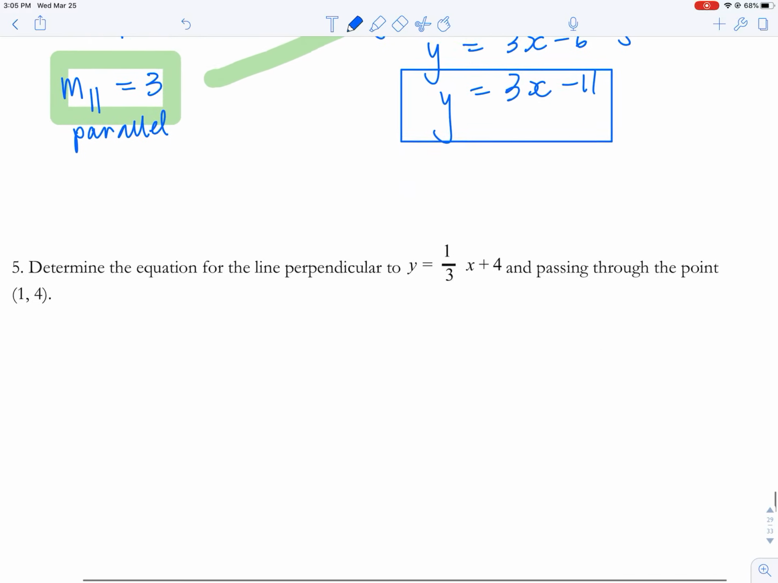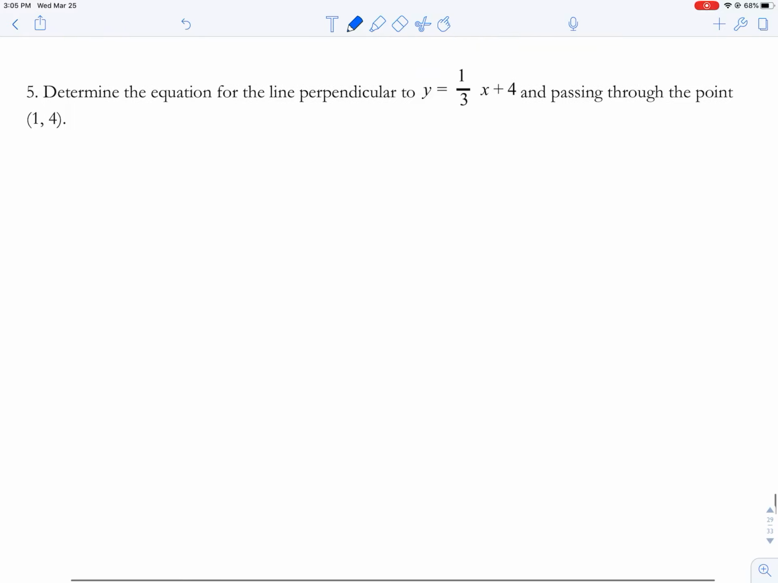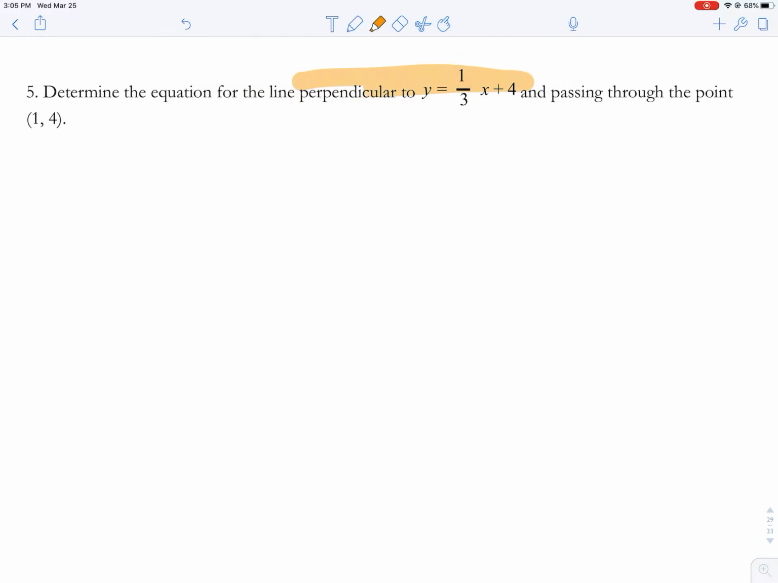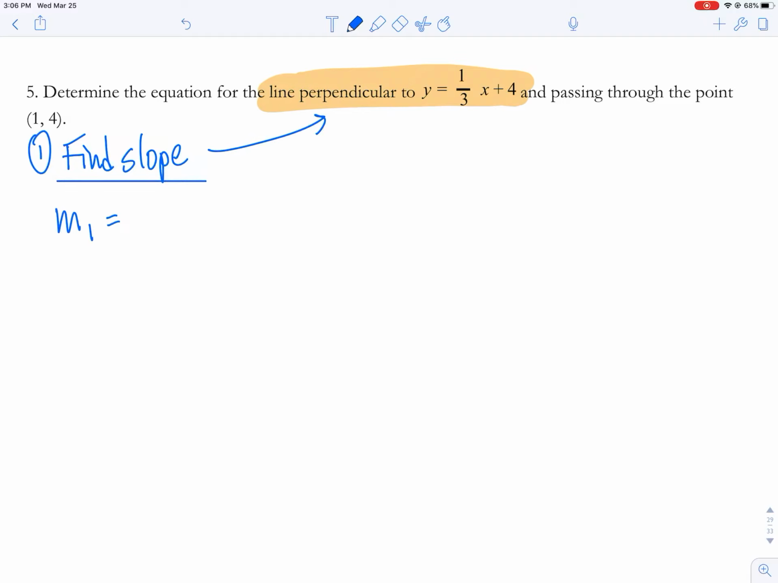So question 5 says, determine the equation of a line perpendicular to this one, and then going through a point. So step 1 is, again, going to be find the slope. So of this line, we know that m of our first line is going to be 1/3, because it's just given. So our perpendicular slope is going to be minus 3 over 1, or just m perpendicular is minus 3.